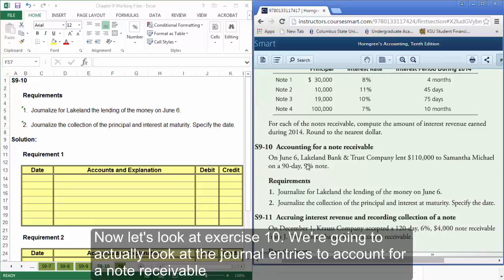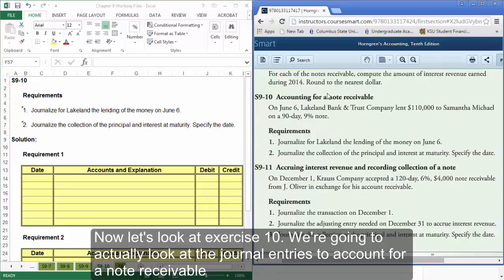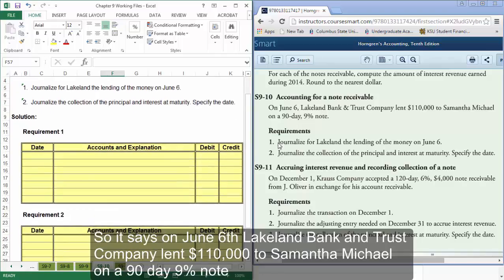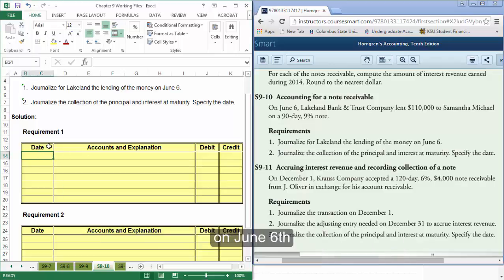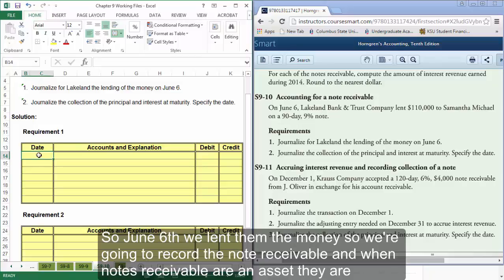Look at exercise 10. We're going to look at the journal entries to account for a note receivable. It says on June 6th, Lakeland Bank and Trust Company lent $110,000 to Samantha Michael on a 90-day 9% note. So we're going to first journalize the entry for lending them the money on June 6th.